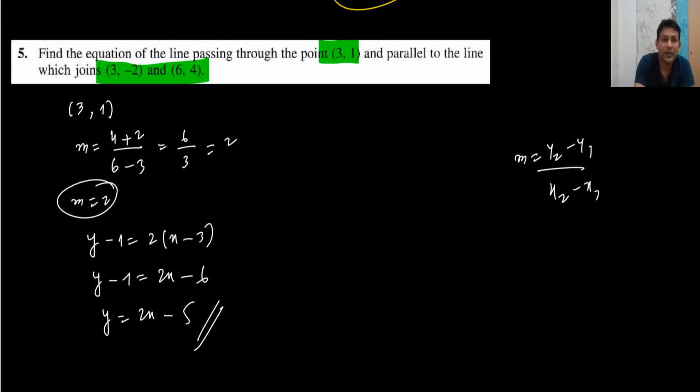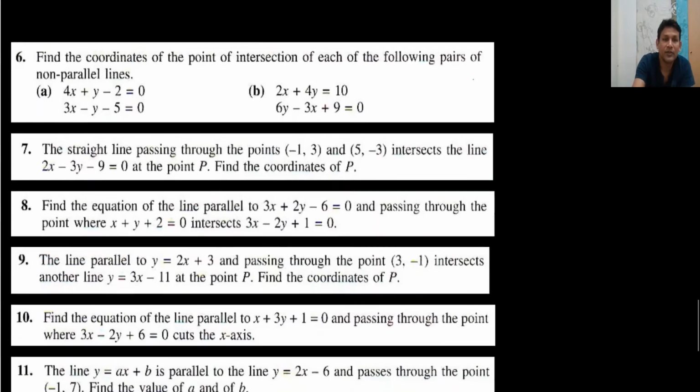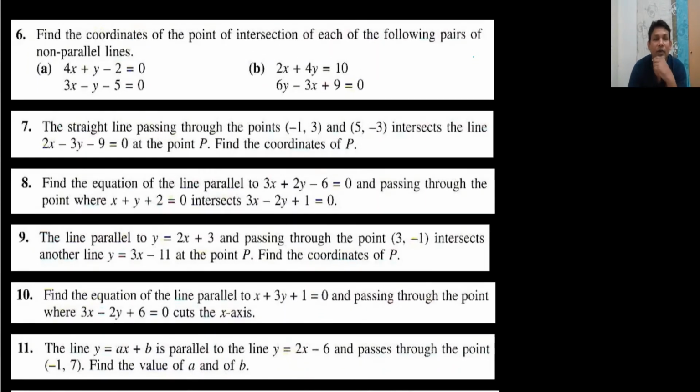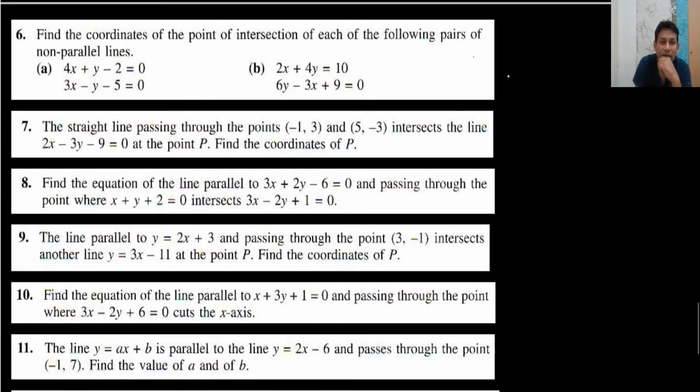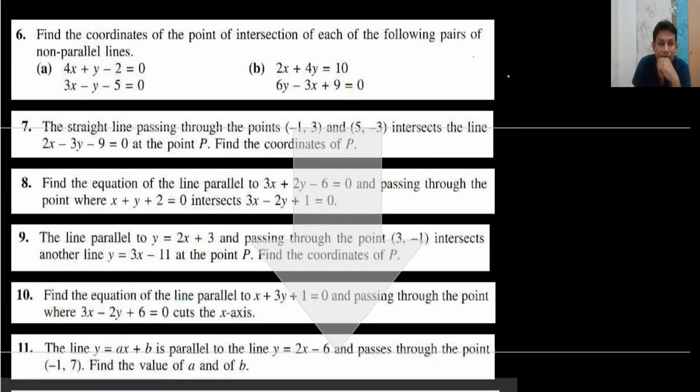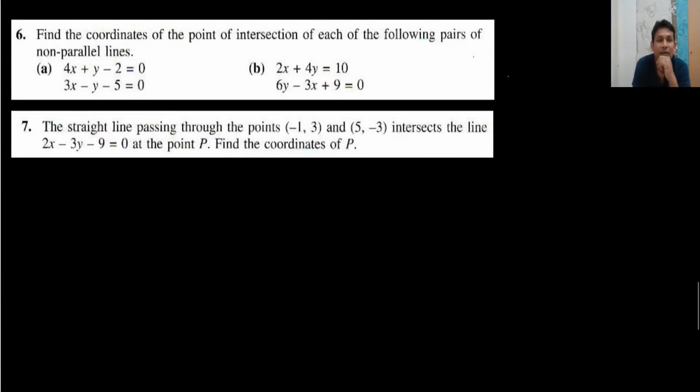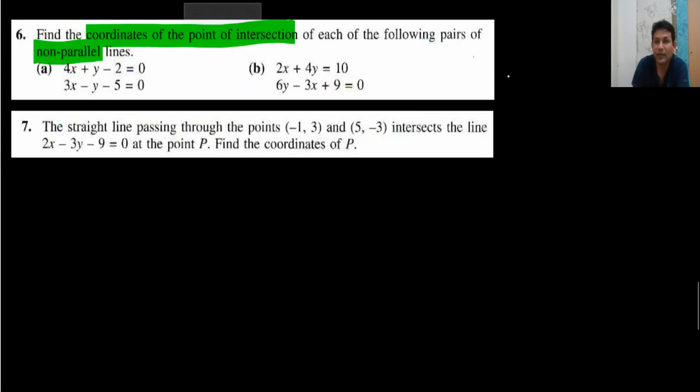So next question is question number 6. Question numbers 6 and 7 I will do together. This is very simple. Find the coordinates of the point of intersection. So remember, these are non-parallel lines, which means we have some intersection, like the intersection is there. So please use simultaneous equations.